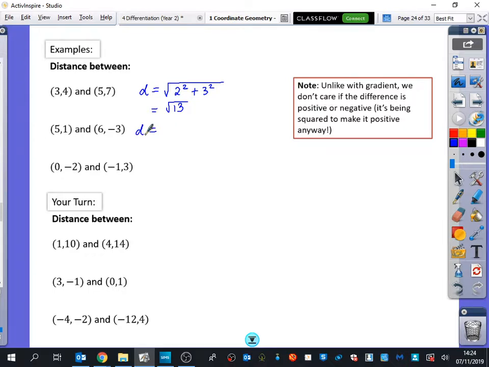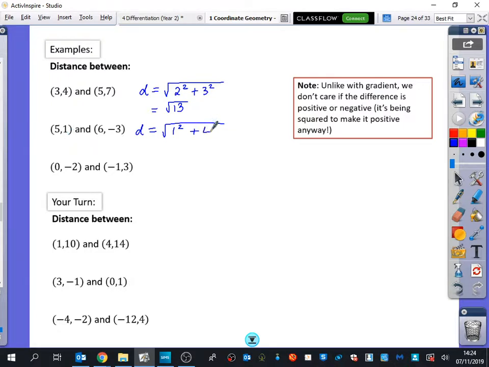For this second one, for the x, the difference between 5 and 6 is 1, so that's 1 squared. And then I've got the difference between 1 and minus 3. You could do 1 minus minus 3, which would give you 4, or minus 3 minus 1, which would give you minus 4. One way round gave you 4 and the other way round gave you minus 4, but I'm not bothered whether it's plus 4 or minus 4, because when I square it, it's still going to give me 16.